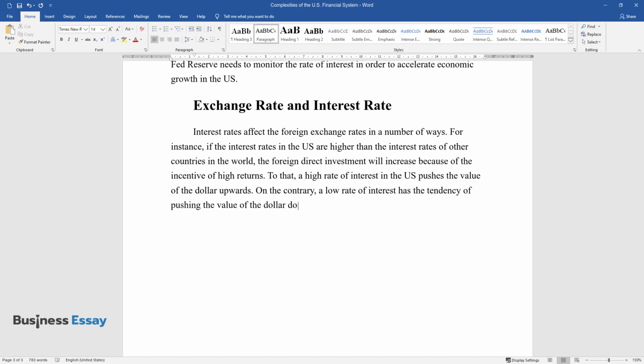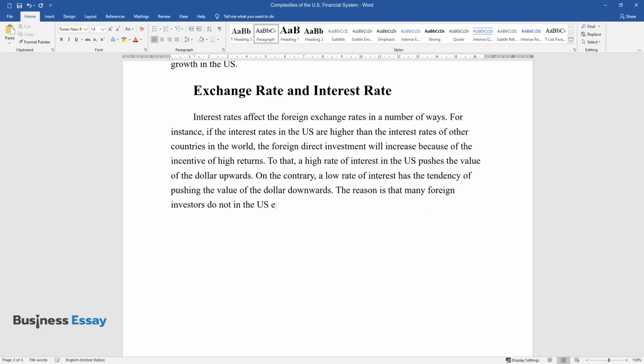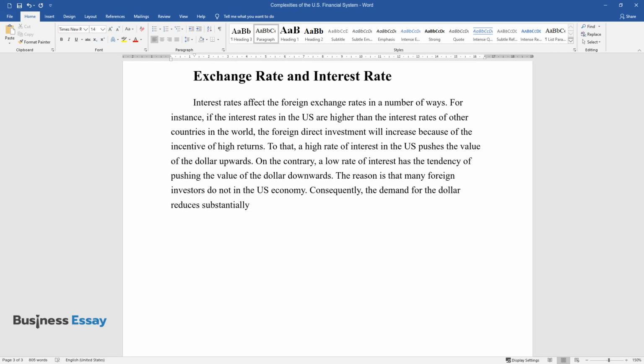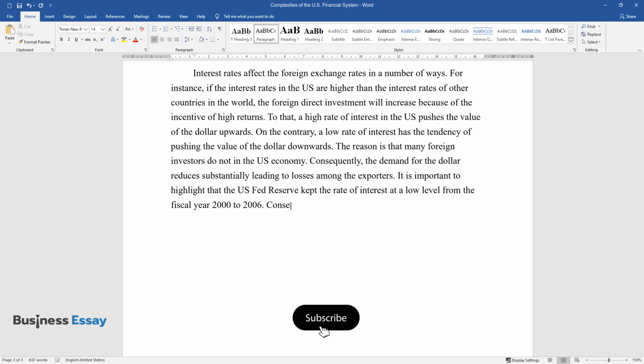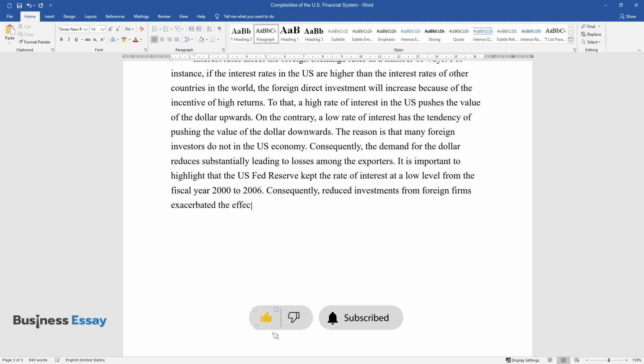The reason is that many foreign investors do not invest in the US economy. Consequently, the demand for the dollar reduces substantially, leading to losses among the exporters. It is important to highlight that the US Fed Reserve kept the rate of interest at a low level from the fiscal year 2000 to 2006. Consequently, reduced investments from foreign firms exacerbated the effects of the global financial crises of 2007 to 2008.